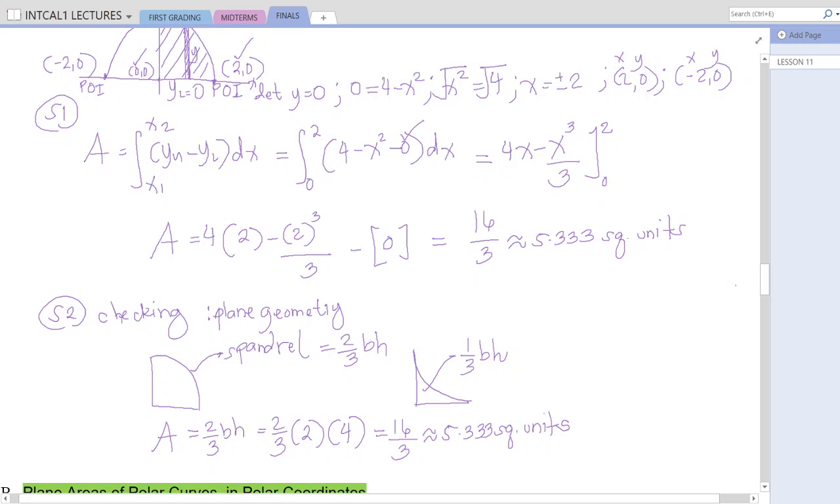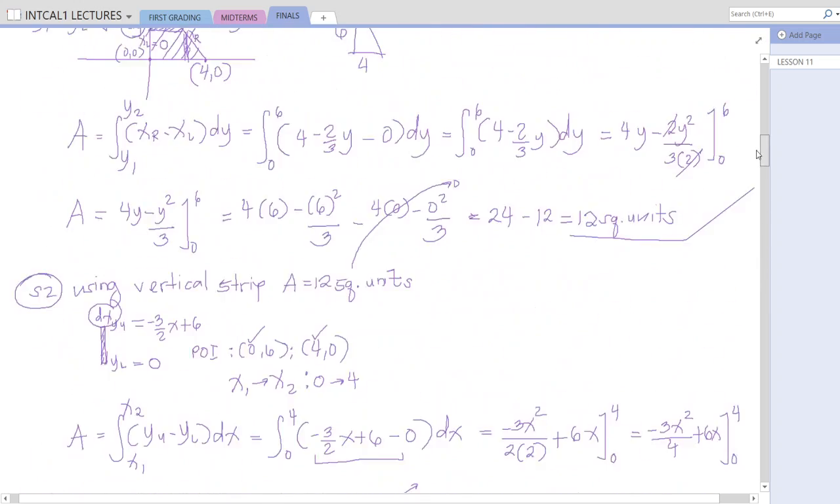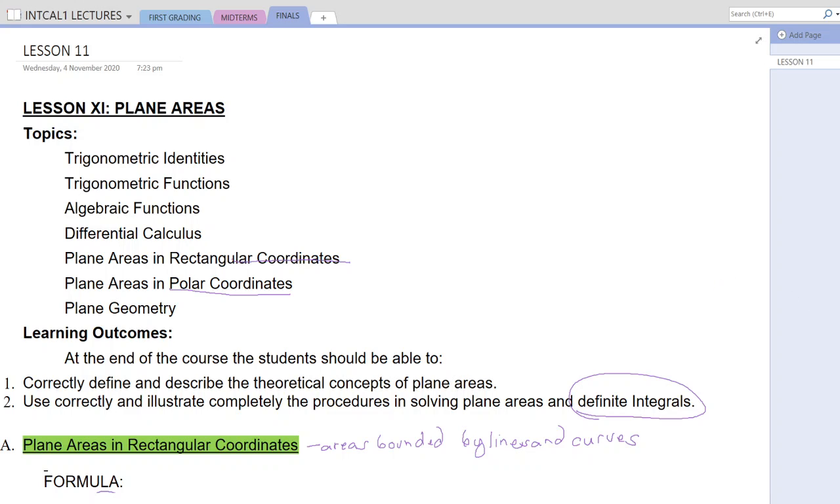So that ends our discussion on plane areas, the area bounded by the lines and the curves, using vertical strip and horizontal strip.